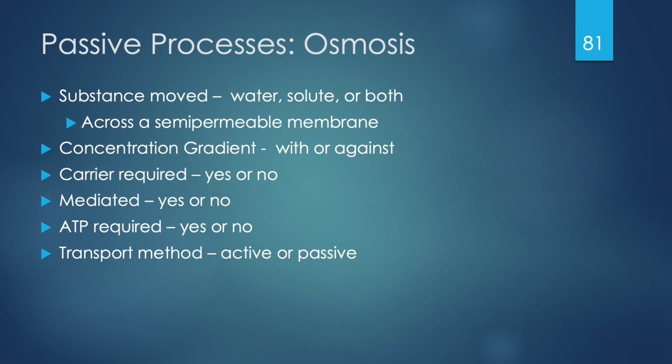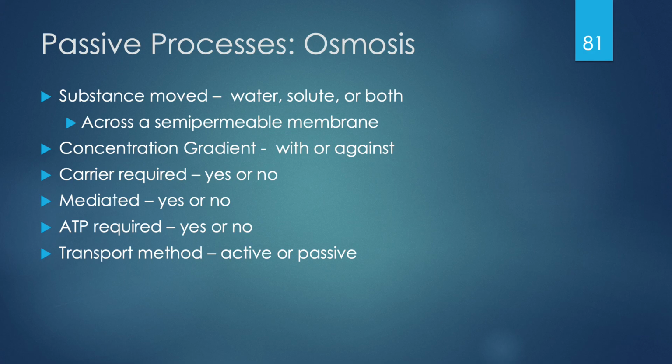The next question, which happens with a concentration gradient? Does the substance move with or against the concentration gradient? As you saw from those two columns of water, it moves with the concentration gradient of water. Technically, this also is against the concentration gradient of the solute. Next question, is there a carrier required, yes or no? Well, no, there's no carrier at all. This just happened independently on its own. Was it mediated? Again, no.